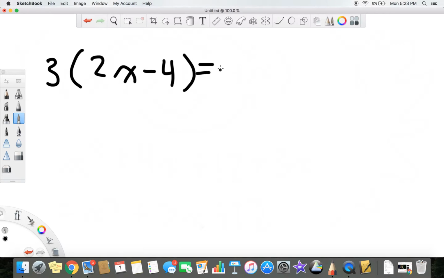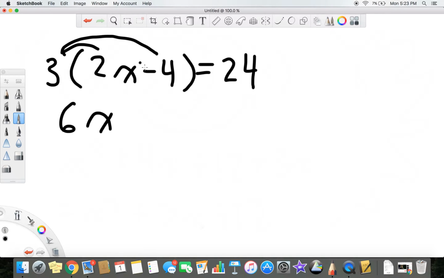So for example, let's do the first question. 3 bracket 2x minus 4 equals 24. Well, BEDMAS, can we do anything in the bracket? No, because they're not like terms, so what we're going to do next is the multiplication. So the 3 is going to multiply with the 2x, and the 3 is going to multiply with the negative 4. So 3 times 2x, well that's 6x. 3 times negative 4, that's going to be negative 12, and it's going to equal 24.